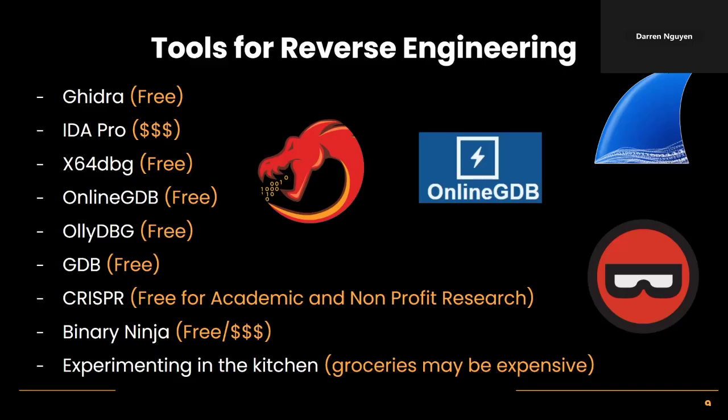You can also experiment in the kitchen. I don't know, groceries are a bit expensive nowadays, I fear. I think Aldi's pretty good though. I think you can get like $2 for a dozen eggs, but I might be lying.